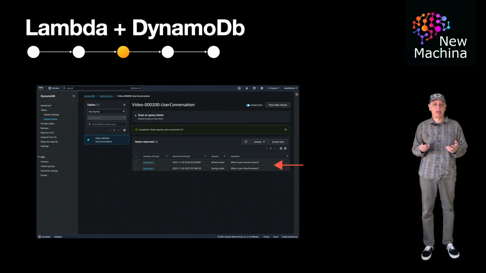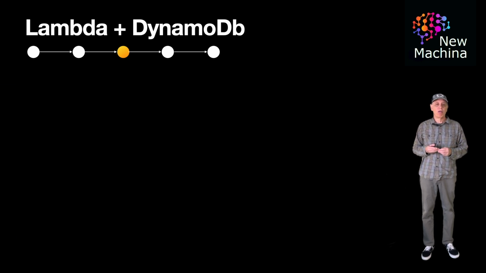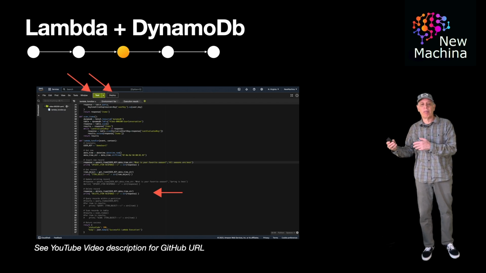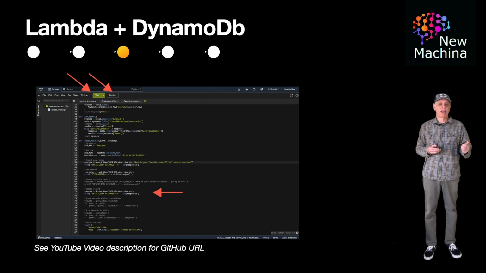Now let's perform another test. I go ahead and comment out the second upsert item call, and I uncomment the delete item call. Now the first upsert item function inserts a new record with the answer, all seasons are best. I click the deploy button and then execute the Lambda once again.